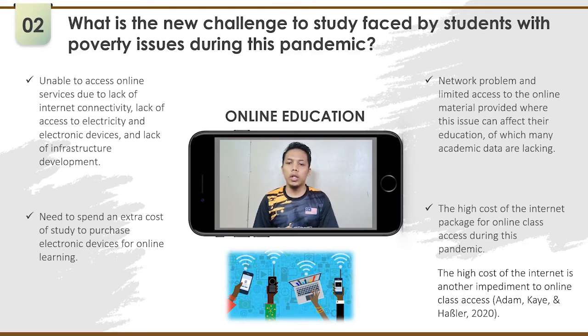Poverty students also will face lacking academic data due to the network problem, which may affect their academic performance. Not only that, they also need to spend an extra cost of study like purchasing electronic devices such as laptops for online learning. And lastly, the high cost of the internet package for online class access during this pandemic is also one of the new challenges for them.